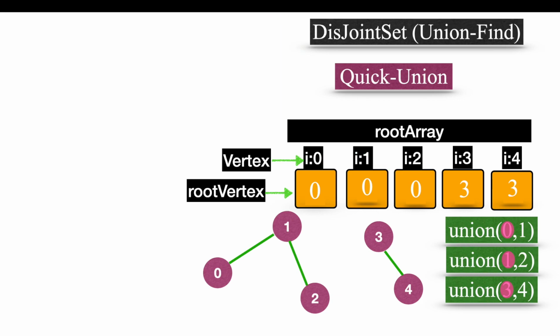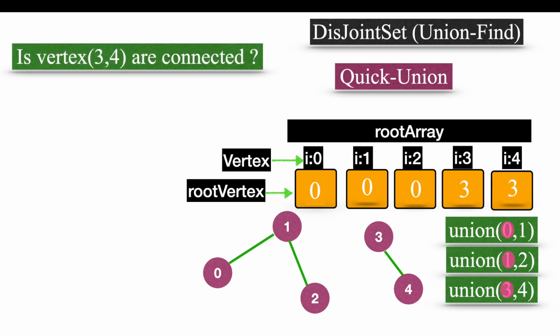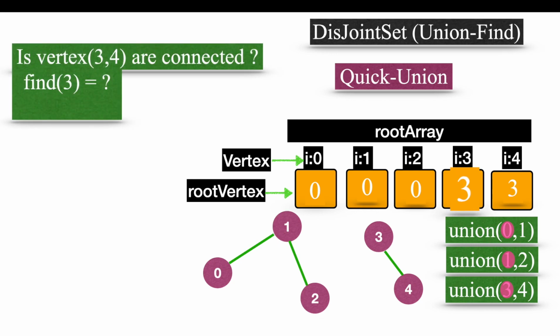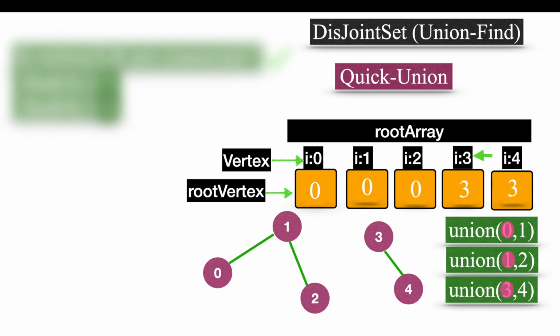Now let's move on. Are vertices 3 and 4 connected? Find the root of index 3, which is obviously 3. Find the root of index 4. Index 4 has value 3, so move on to index 3. Index 3 has value 3, so 3 is the root. So find of 4 returns 3. So 3 and 4 are connected. Now let's move on.